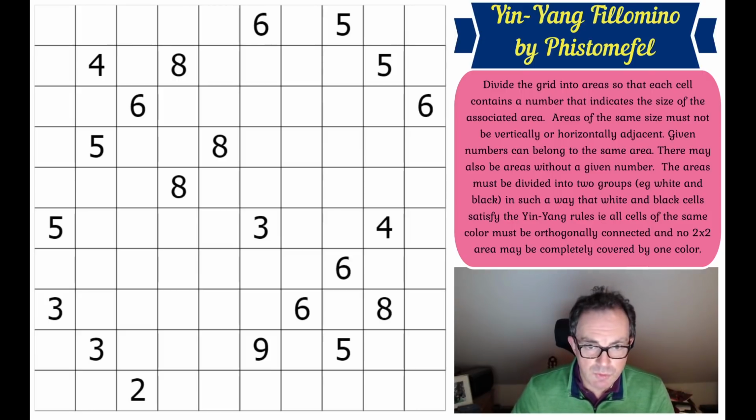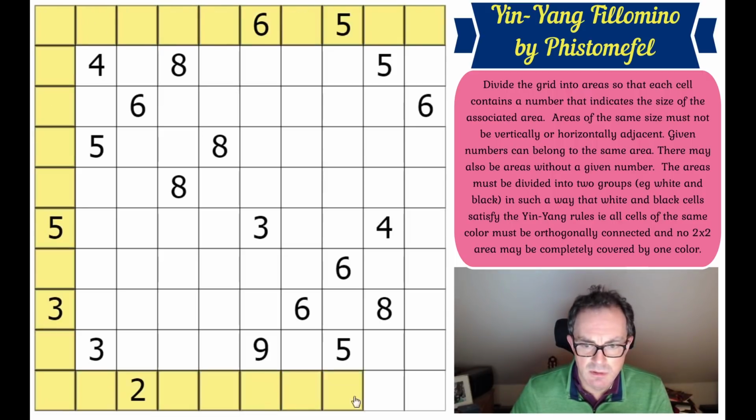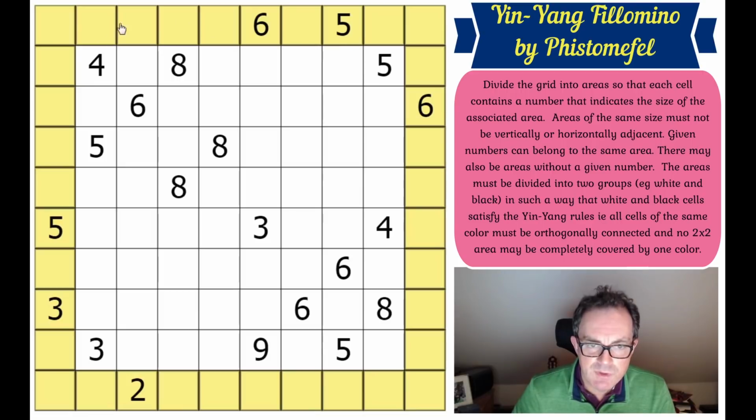Now, I have not got a clue. I know two tricks about yin-yang puzzles, and I will share those with you at the start in case that helps. The first trick is that the perimeter of a yin-yang puzzle can't be divided into more than 2 regions.